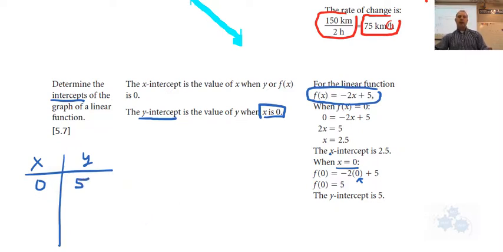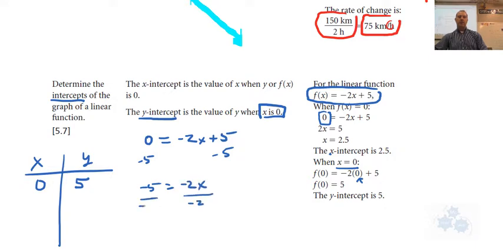When you let the y, or the f of x here, equal 0 and solve for x, that's the x-intercept. So here we go, we let y equal 0, or f of x equals 0, and we solve for x. I'll show that again down here so you can see every step. You would subtract 5 from both sides, and so you have negative 5 equals negative 2x. Then you would divide by negative 2. That means x would then be equal to positive 2.5. Okay? So that's using just the intercepts to graph.